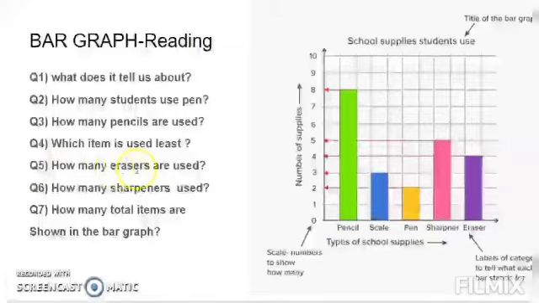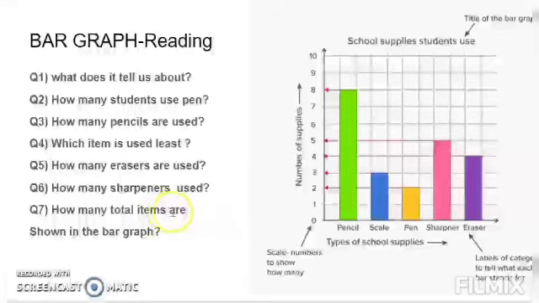Question 5. How many erasers are used? So let us see, where is eraser? Here. The length of the purple bar is touching number 4 on the y-axis. So number of erasers used is 4. Question 6. How many sharpeners are used? So again we'll see, where is sharpener? This pink bar is showing sharpener, and the dotted line is touching number 5 on the y-axis. So number of sharpeners used is 5.